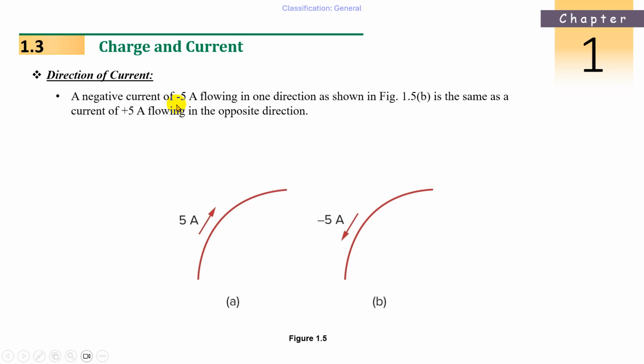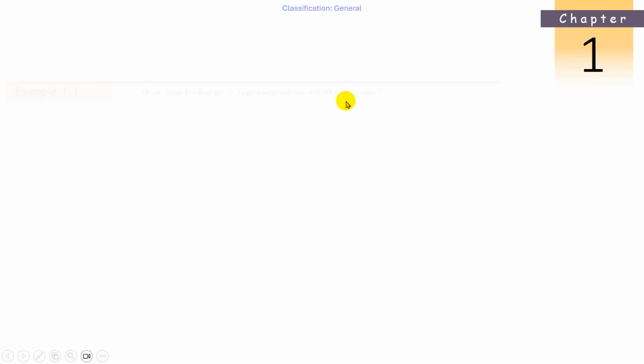Check here. A negative current of minus 5 amperes flowing in one direction. Negative current means the electrons are flowing from positive to negative. Now, a positive current of 5 amperes, how are they flowing? Negative to positive. So the direction is the same. The wire is not changing. I am changing the direction of the current and the sign, so both are the same. It's the same as positive 5 amperes flowing in the opposite direction. These two are in the same orientation.